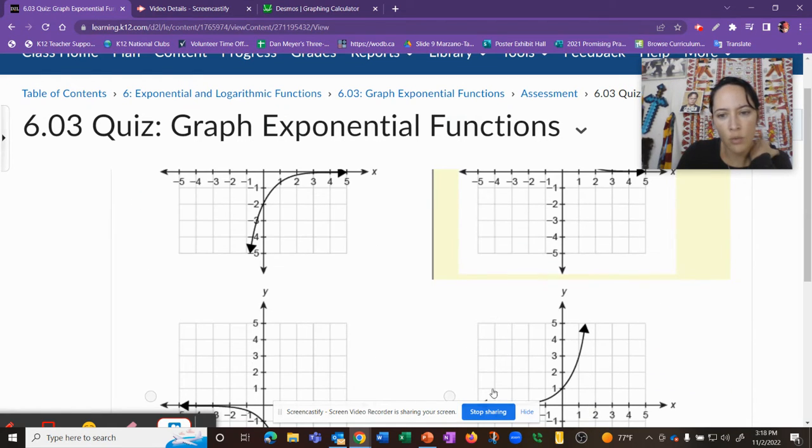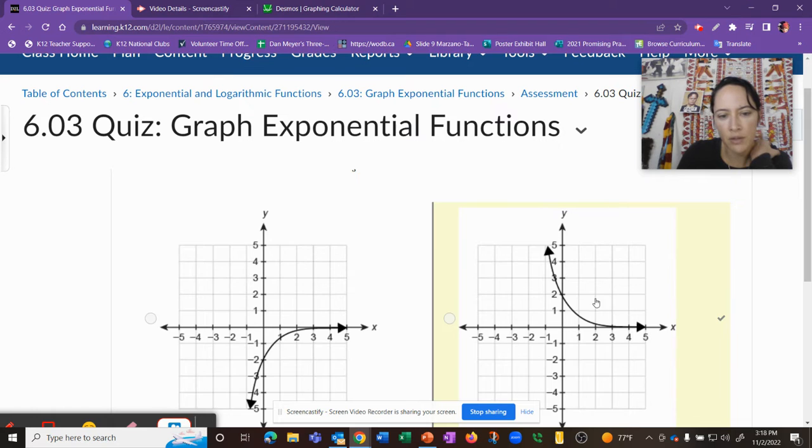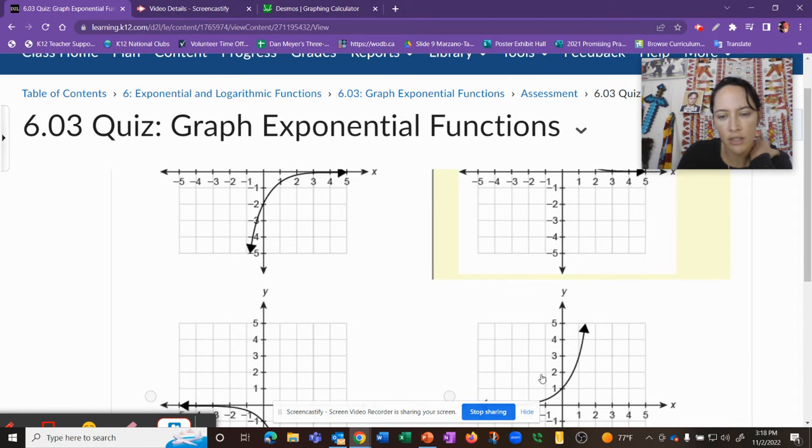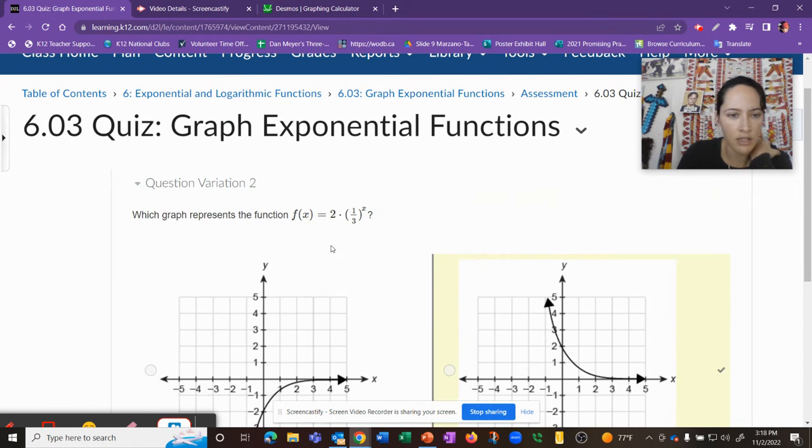Okay, this one crosses at 1 and it goes up. Notice how this is a growth function. This is a decay function, and that makes sense because right here is less than 1 and greater than 0. So we have a decay function.